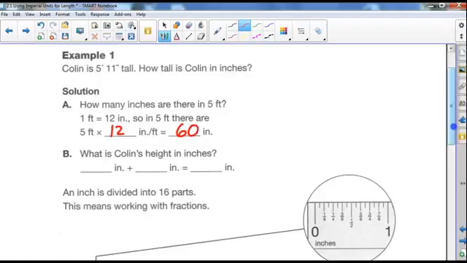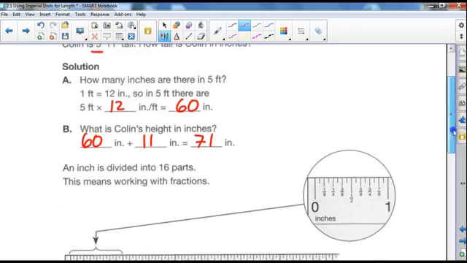Okay, so that takes care of the 5 feet part. We know there's 60 inches in 5 feet. So what is Colin's height in inches? Well, we take the 60, and then we add the 11 to it. So 5 foot 11 is the same as 71 inches. Okay?